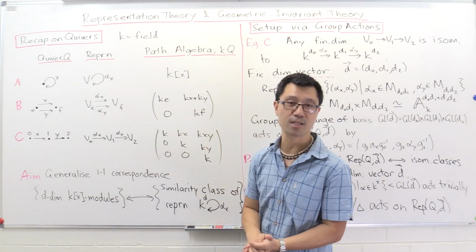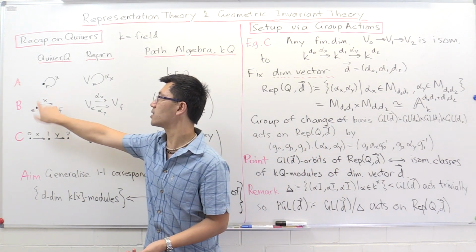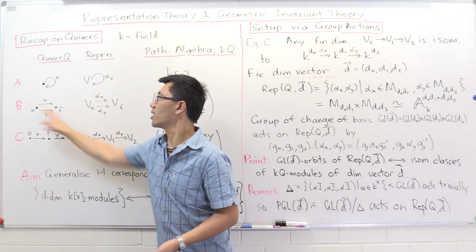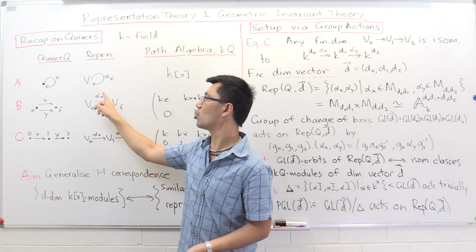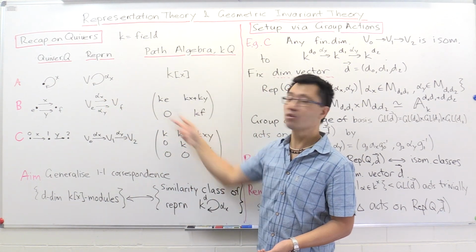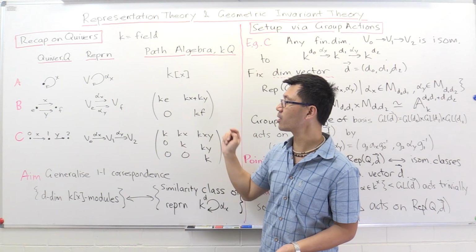Let's just quickly go through these other examples. Here you have 2 vertices, 2 arrows. So a representation of this quiver is just these 2 vector spaces and 2 linear maps between them. Okay. Here's the path algebra. So where does this path algebra come from?